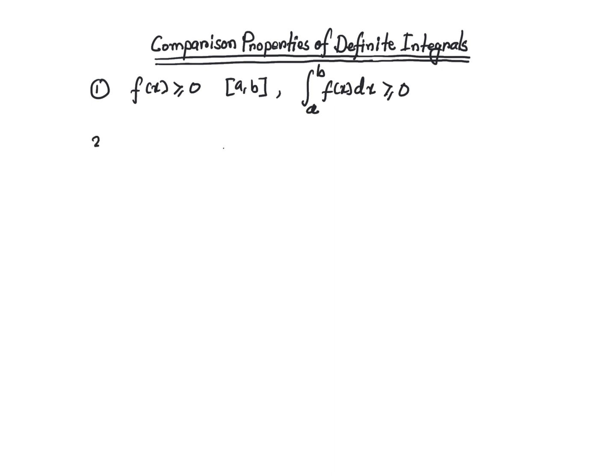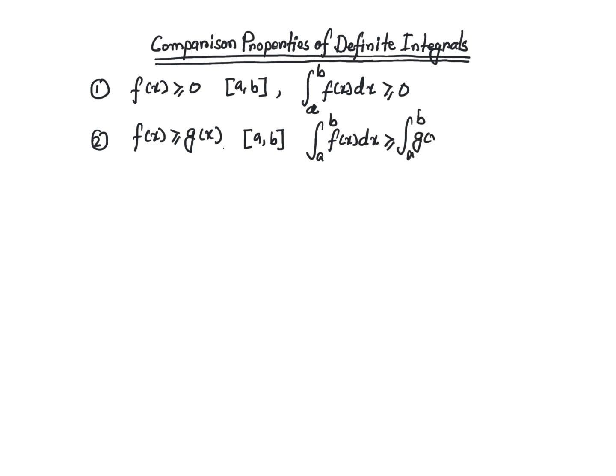Property number 2: if f of x is greater than or equal to g of x on some interval [a, b], then the integral from a to b of f of x dx is going to be greater than or equal to the integral from a to b of g of x dx.